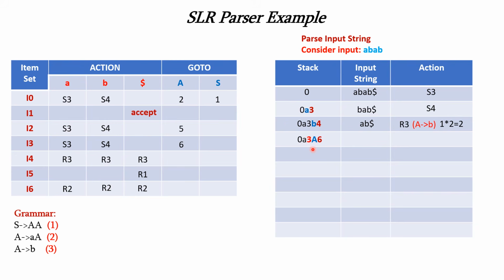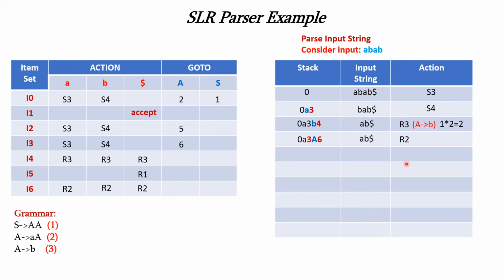So 0, A3, A. After writing A, we have to compare 3 and A in the table. 3 and A in the table is 6. So introduce 6 into the stack. Next we have the input string as AB dollar. So compare 6 and small a. 6 and small a is R2.